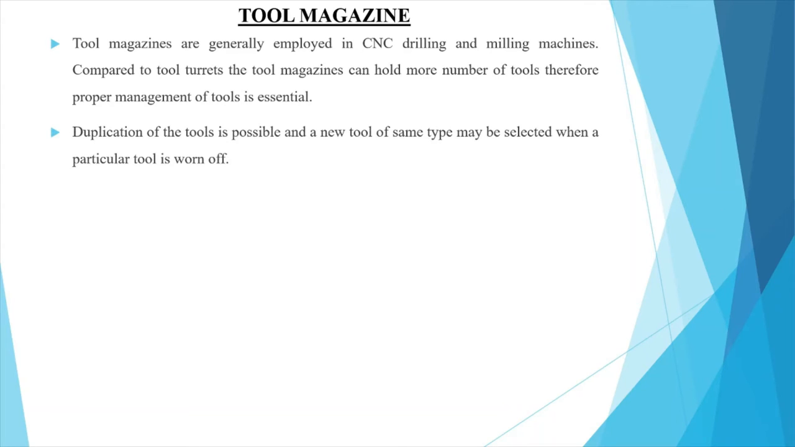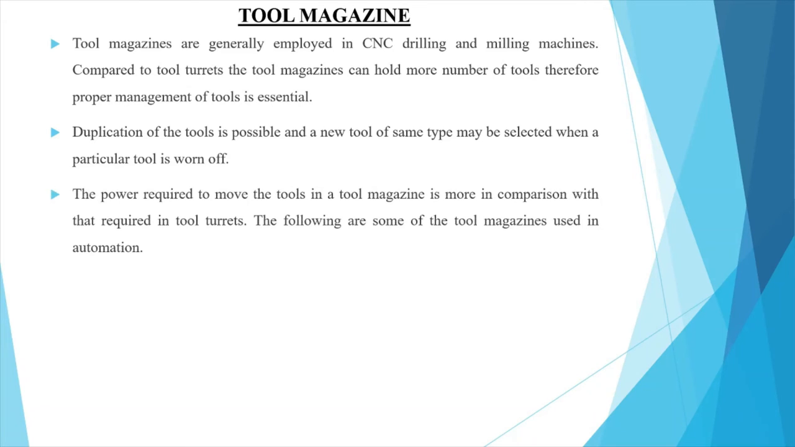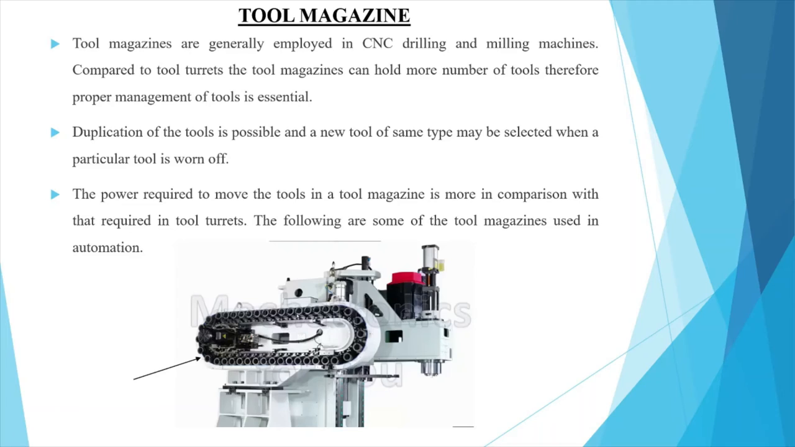Duplication of tools is possible and a new tool of same type may be selected when a particular tool is worn off. The power required to move the tools in a tool magazine is more in comparison with that required in tool turrets. The following are some types of tool magazine using automation. Here there is a tool magazine. Now we see the types of tool magazine.